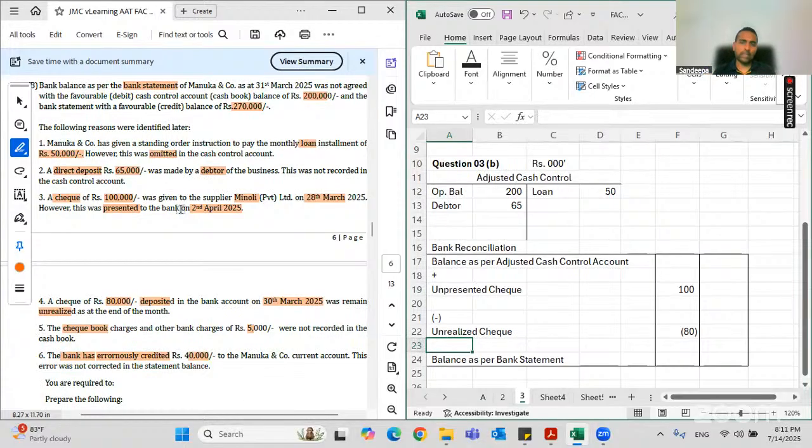Yeah, in the reconciliation, you are going from the cash book to the statement, cash book to statement. Okay, are we clear?